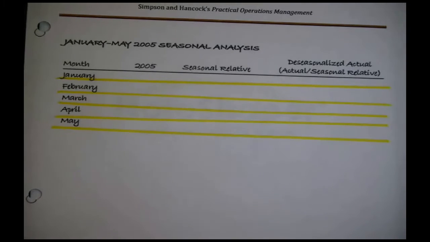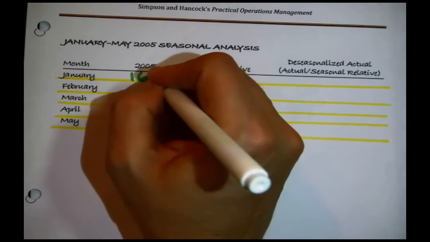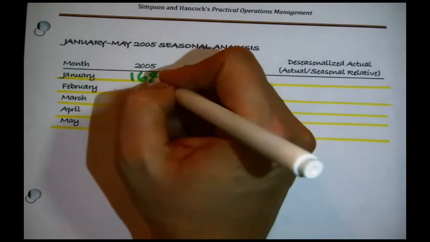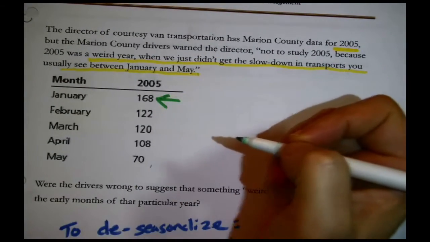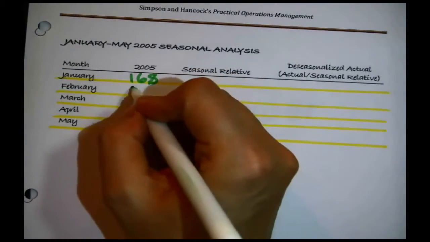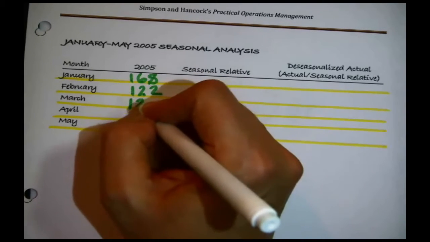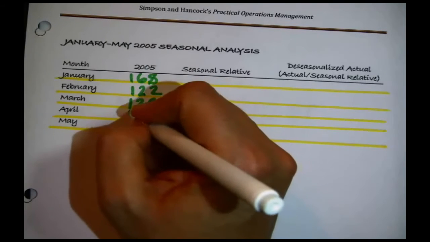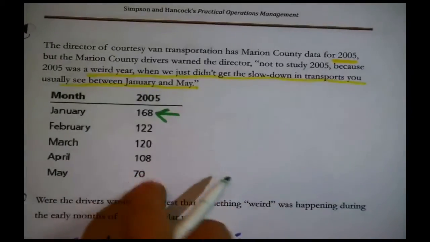That's the theory. How do we do that? Well, first off, we need, for instance, the actual. This 168, I didn't calculate that. That's what actually happened in 2005, right? Oh, and I might as well copy these over so I don't need to keep looking at 2 sheets of paper. The actual in 2005 in February was 122. The actual in March was 120. The actual in April was 108. And the actual in May was 70, okay? So we just copied that information over.